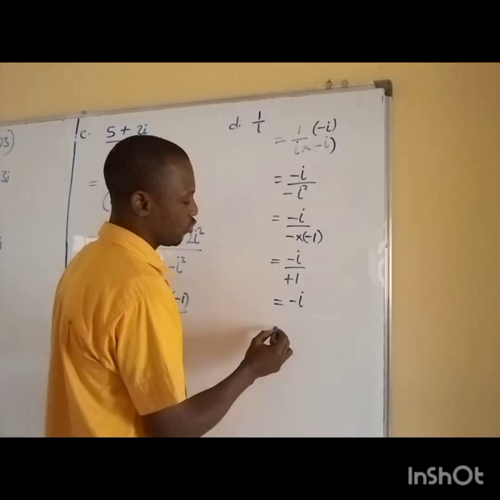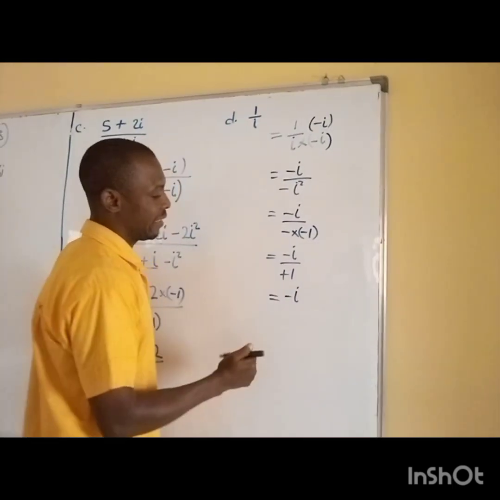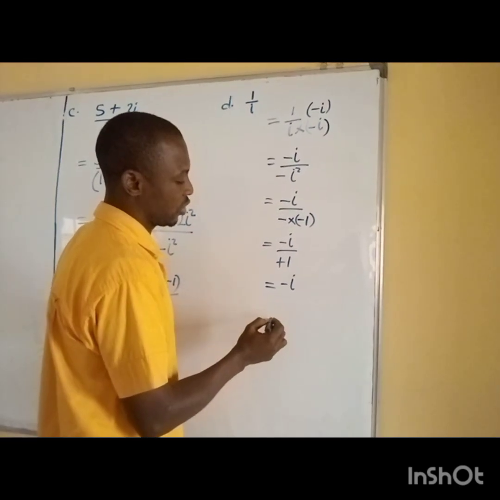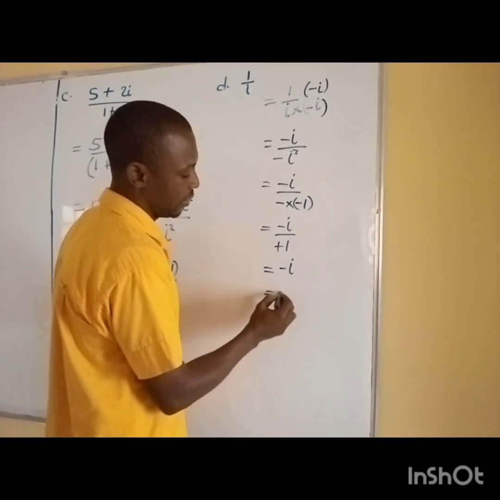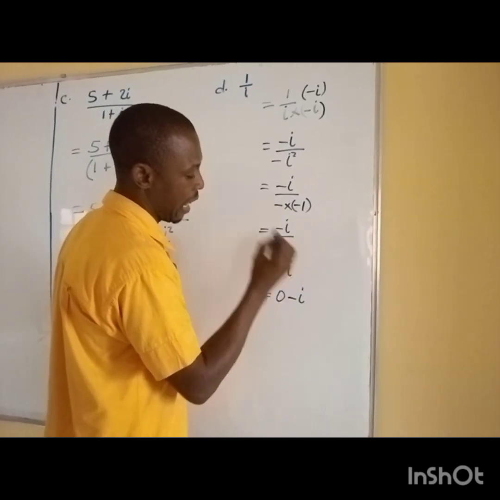So equal to minus i divided by 1 is minus i. So for us to have our answer in the x plus iy format, we'll now say 0 minus i as our answer.